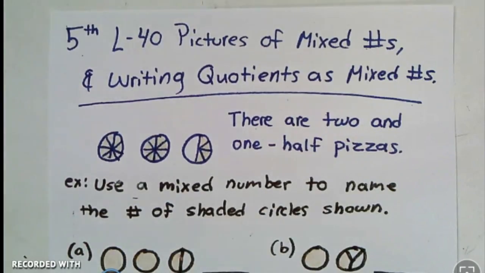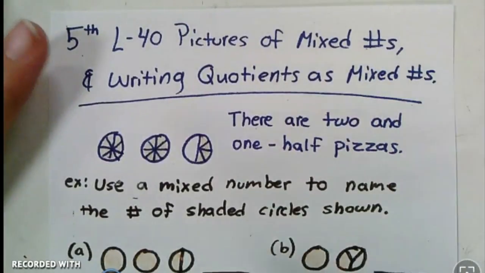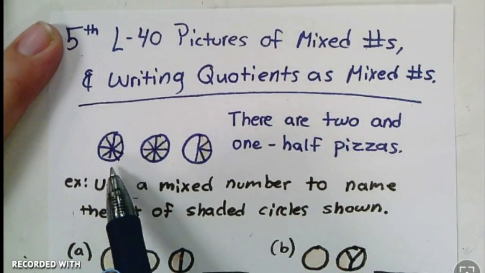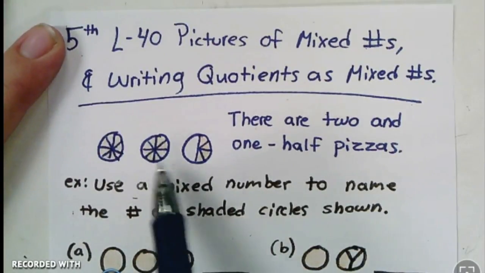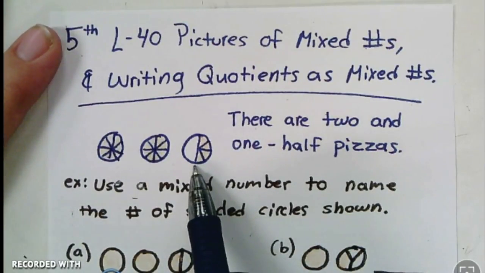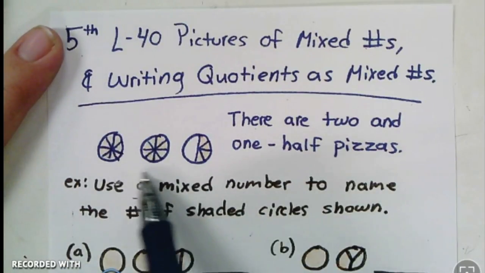Graders, we're here with lesson 40 on pictures of mixed numbers and writing quotients as mixed numbers. So here we have a picture, and we're going to pretend these are pizzas. I have a full pizza here, a full pizza here, and not quite a full pizza here. So I want to know, how much pizza do I have?